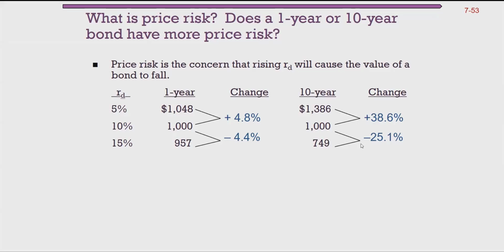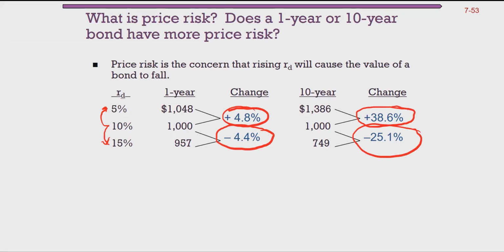When the yield to maturity went down from 10% to 5%, the price of the 1-year bond increased by 4.8%, but the price of 10-year bond increased by 38.6%. When yield to maturity went up, both prices went down, but the price of 1-year bond went down by 4.4%, but price of 10-year bond went down by almost 25%.